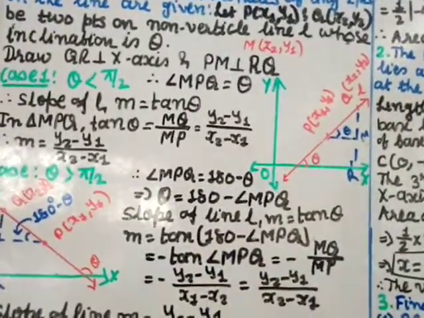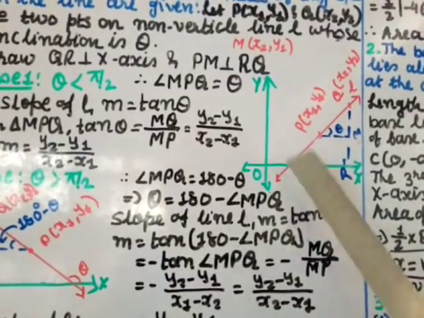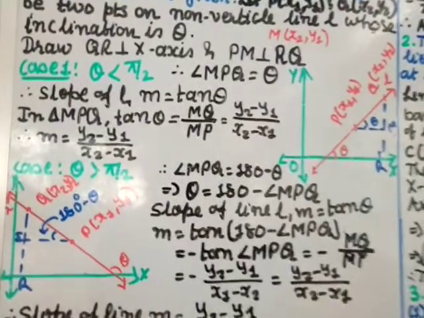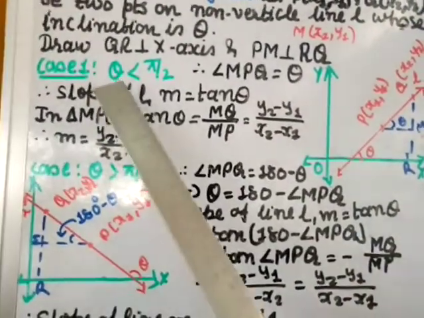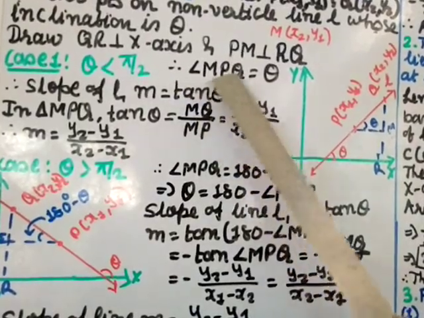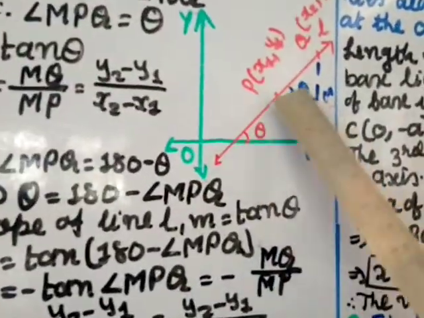Now here we have got two cases: when this theta is less than 90 and when theta can be greater than 90. Okay, so the first case we'll discuss is theta less than 90, so theta less than pi by 2. So I call this angle, angle MPQ, is equal to theta. Okay, this is theta, this is theta.